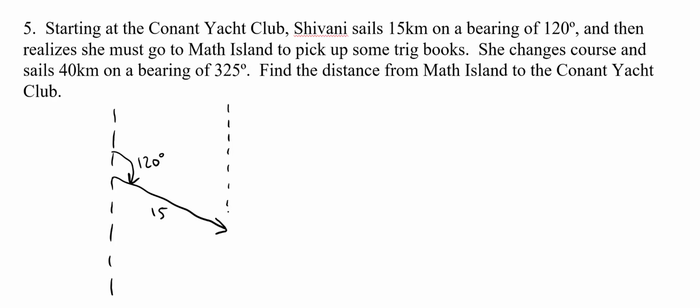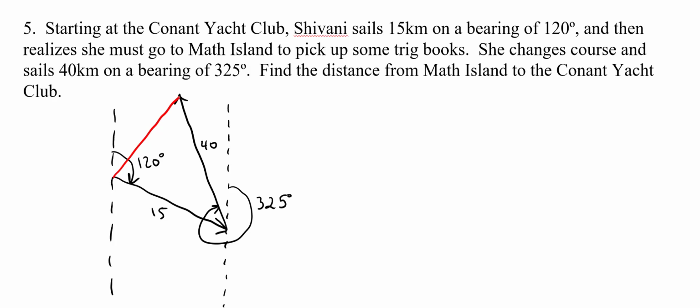So she's changing direction, so you draw another dotted line there, on a bearing of 325 degrees. So that's actually like this. 325 degrees. Okay? And it's 40 kilometers, so let me put a 40 here. It says, find the distance from Math Island to the Coney Yacht Club. So I'm looking for this distance right there.